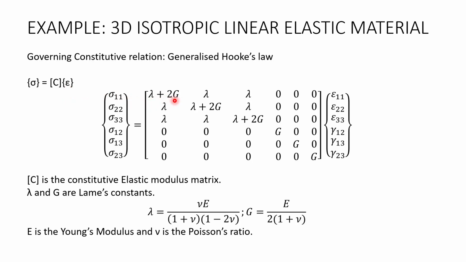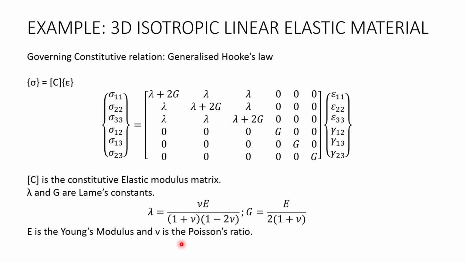We see that there are 2 parameters, lambda and G. These lambda and G are called Lamé's constants. Lambda and G are in turn related to 2 other constants. One is the Young's modulus and the other is the Poisson's ratio. Lambda value is given as mu into E by (1 plus mu) into (1 minus 2 mu). G is equal to E by 2 into (1 plus mu). E is the Young's modulus and mu is the Poisson's ratio.